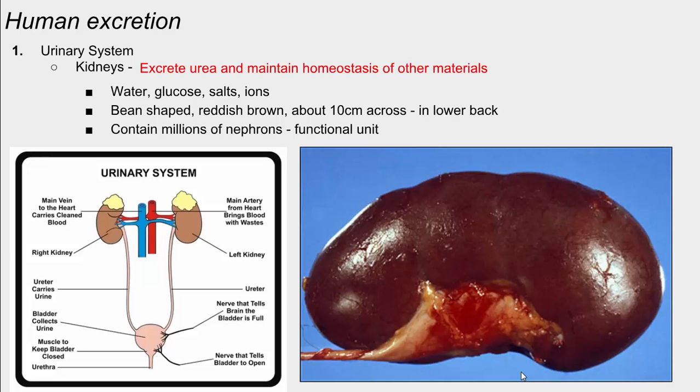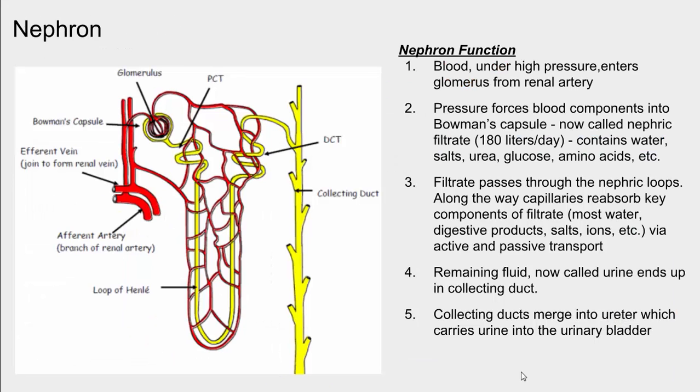How do they actually remove these waste products? Well, they do it through a collection of millions of individual units called a nephron. We'll talk a little bit about this. You won't need to memorize all the details, but it's important to understand how the kidneys work. So first of all, they have a supply of blood to the kidneys.